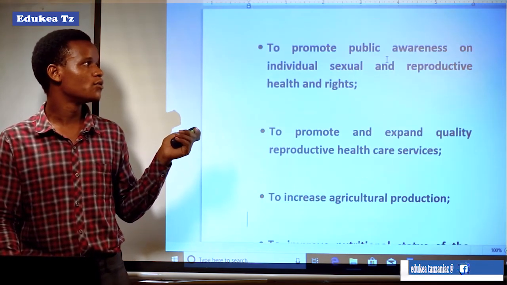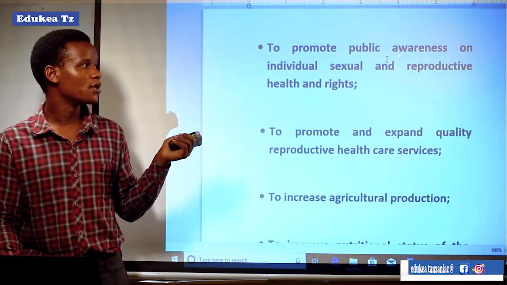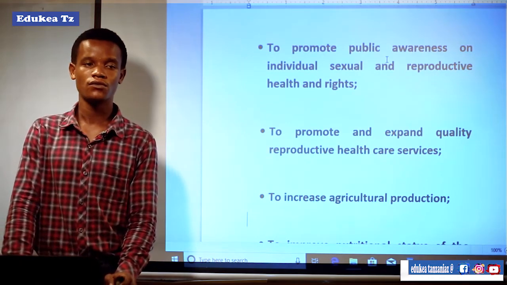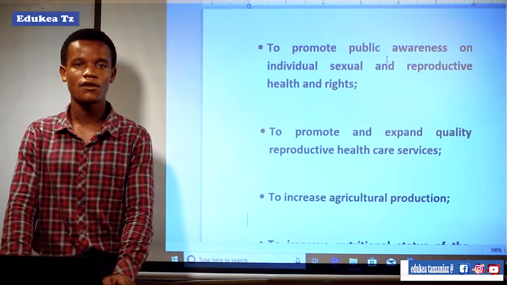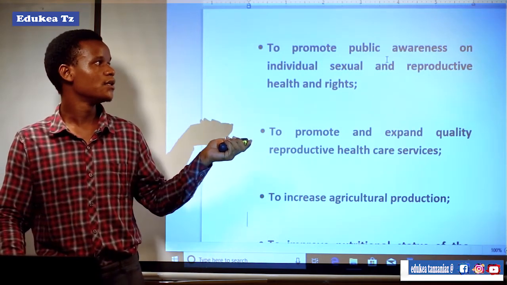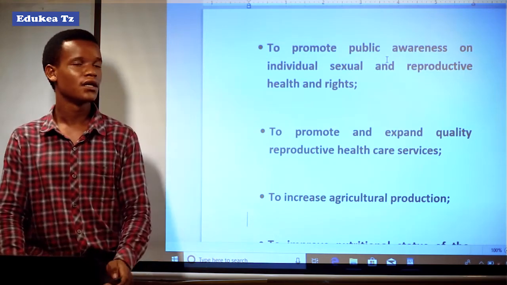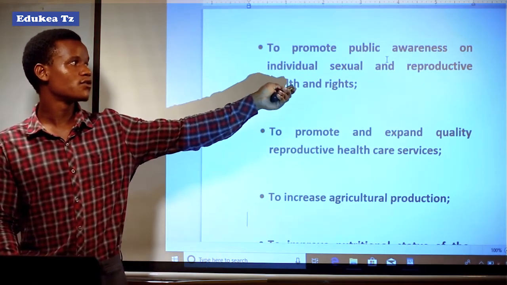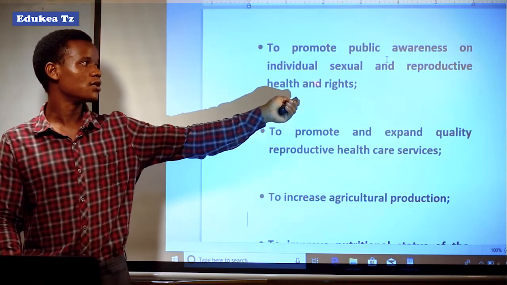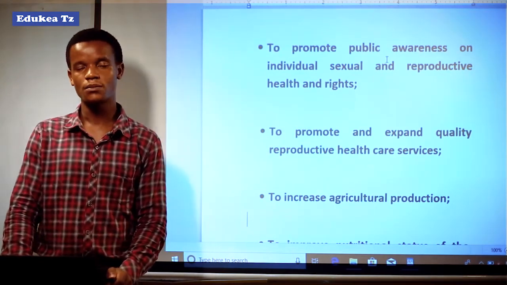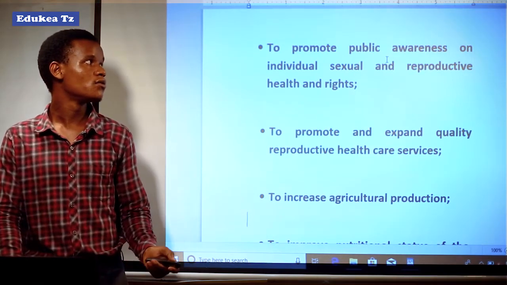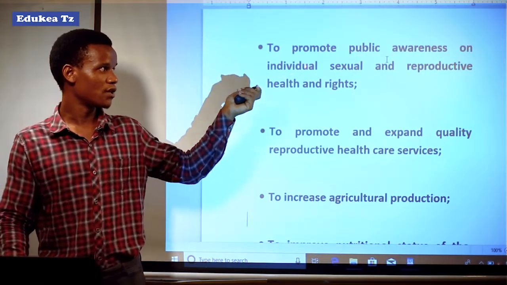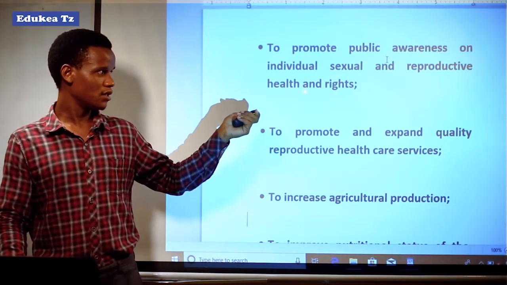Another point is to promote public awareness on individual sexual and reproductive health and rights. As you know, in order to ensure something, you should have preparation. So the government put this kind of policy in order to create public awareness of individual sexual and reproductive health and rights. Through the process of putting these policies in place, those areas were well organized. So the explicit and implicit population policy play a great role to ensure that there is a promotion of public awareness. The public tend to be aware of different issues like individual sexual and reproductive health and rights.